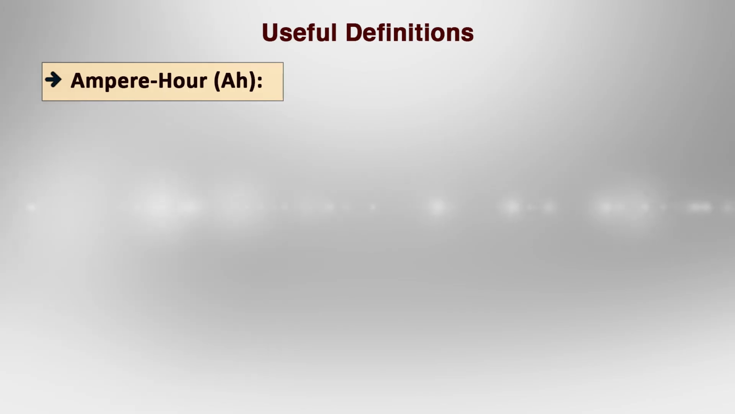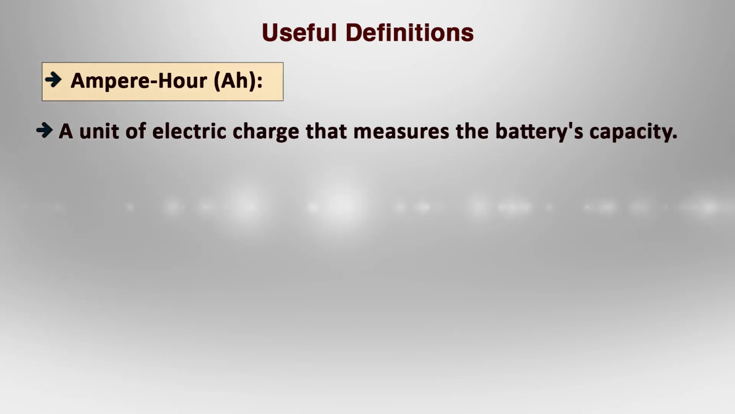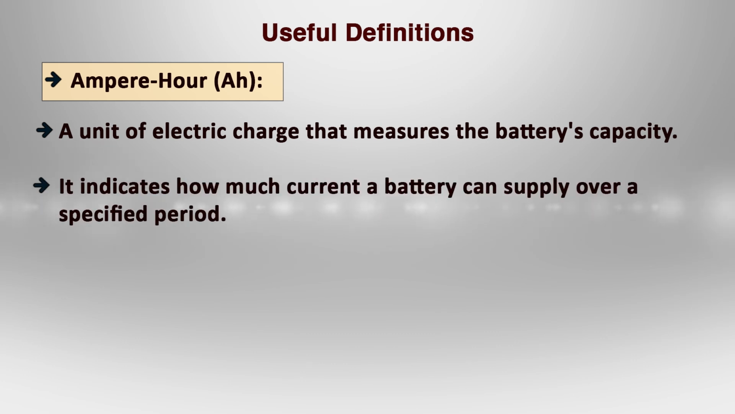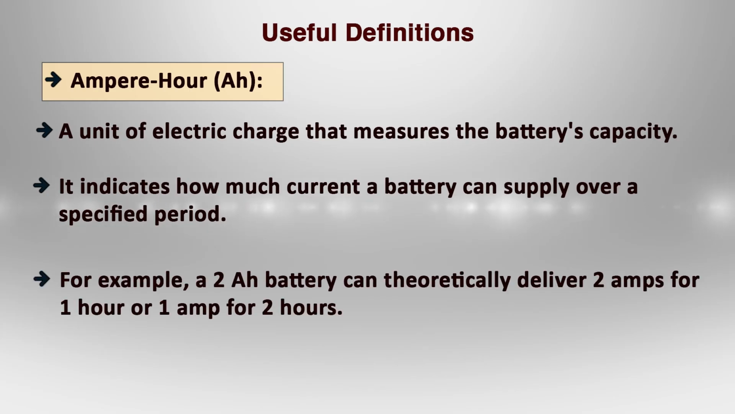Let us understand some of the useful definitions associated with lithium ion battery. The first definition is ampere hour, a unit of electric charge that measures a battery capacity. It indicates how much current a battery can supply over a specific period. For example, a 2Ah battery can theoretically deliver 2 amperes for 1 hour, or we can say 1 ampere for 2 hours. So this is the Ah rating.